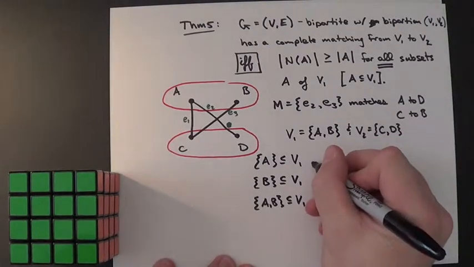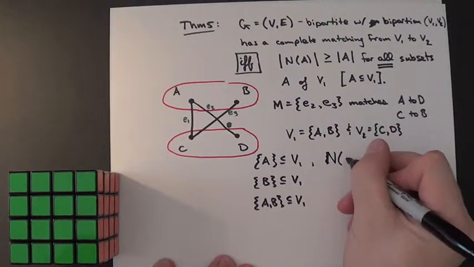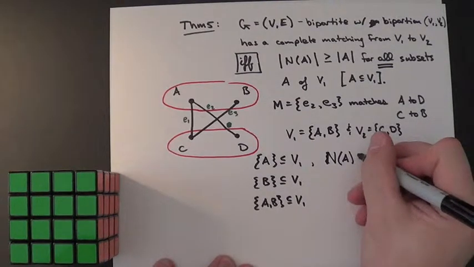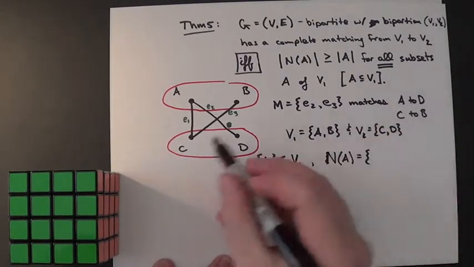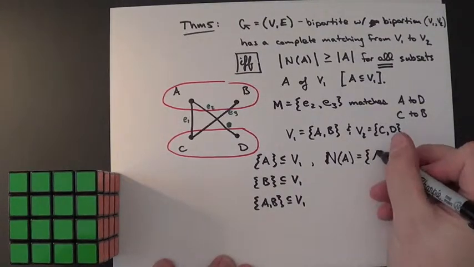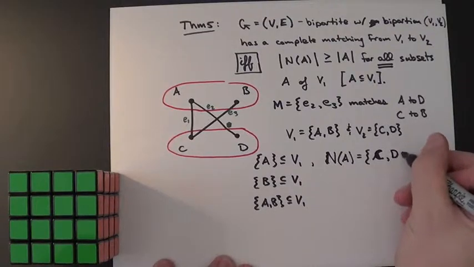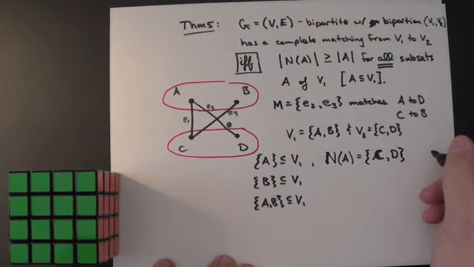The set of all neighbors of A is the set containing, see, A is connected to D, and A is connected to C. So C and D. And it has cardinality 2.